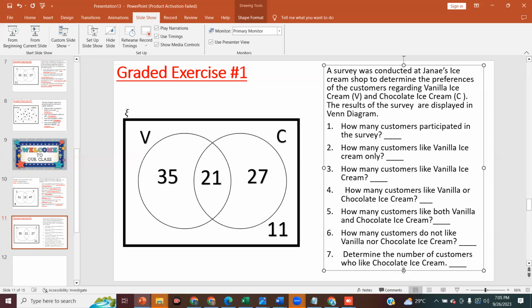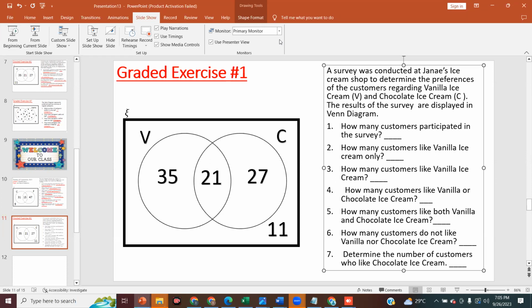All right, so those are your 7 questions. The first question says how many customers participated in the survey. The next question says how many customers like vanilla ice cream only. The next question says how many customers like vanilla ice cream. The fourth question says how many customers like vanilla or chocolate ice cream.